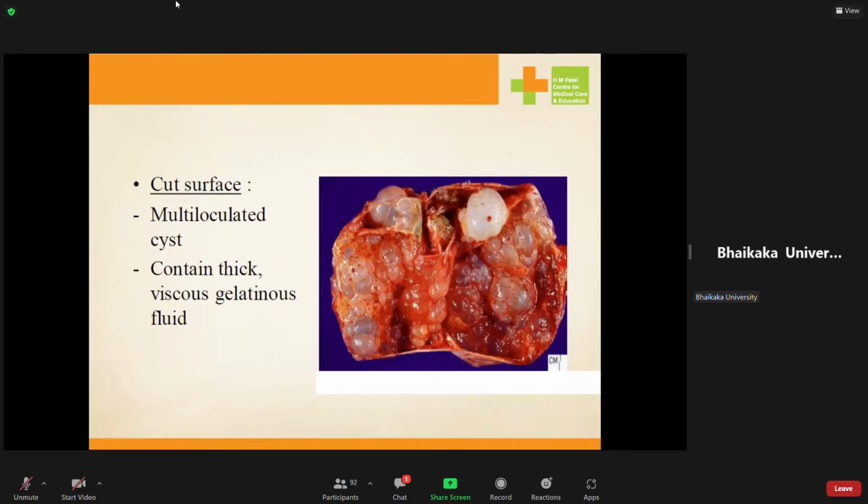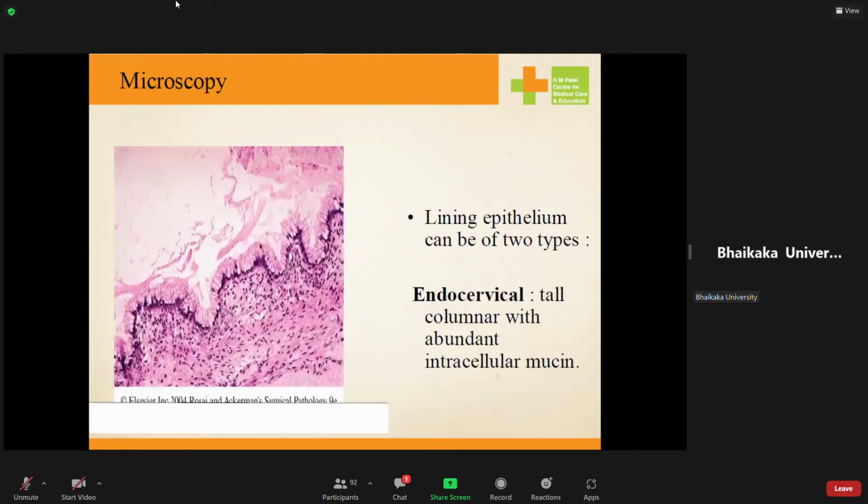Now we will see the microscopy of this mucinous cystadenoma. In mucinous cystadenoma, the cyst lining epithelium is of two types. First is the endocervical type of epithelium, and in some mucinous cystadenomas, intestinal type of epithelium is seen. Here the cyst wall is lined by the endocervical type of epithelium, that is tall columnar cells with abundant intracellular mucin. And when there is an intestinal type of epithelium, it shows foveolar-like epithelium and the presence of goblet cells which secrete the mucin.